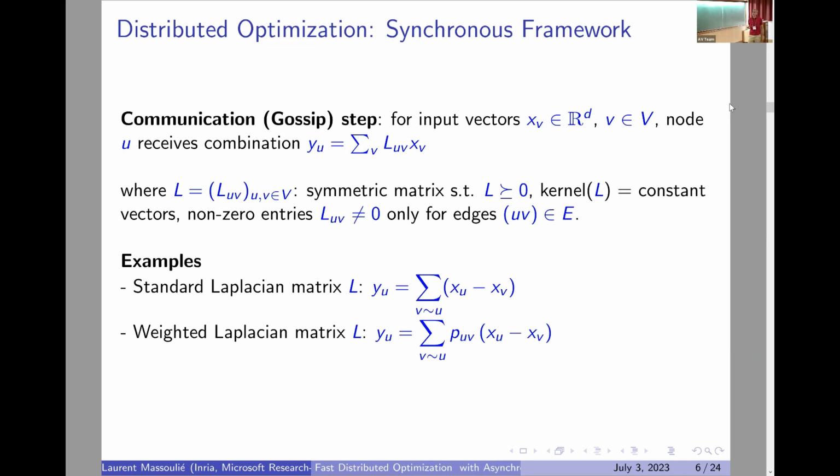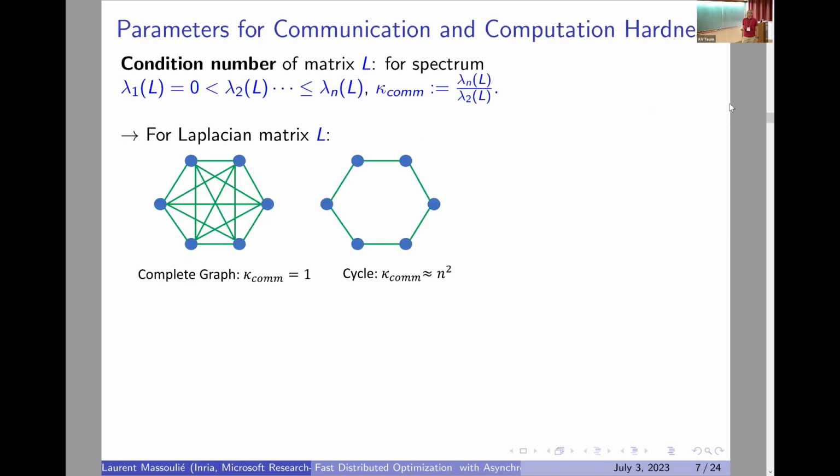Okay, so I guess you have already seen the Laplacian matrix of a graph, so that's formally defined by this expression. And we'll also deal at some point with a weighted Laplacian matrix where we'll have some weights on the edges. And that's just a variation. Okay. So how are we going to measure the hardness of communicating?